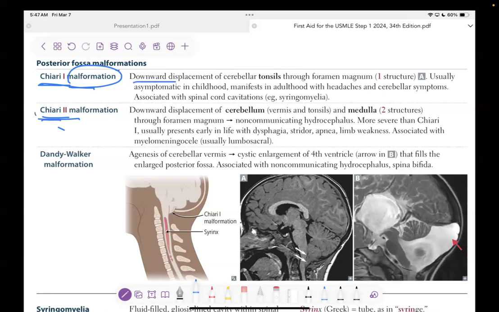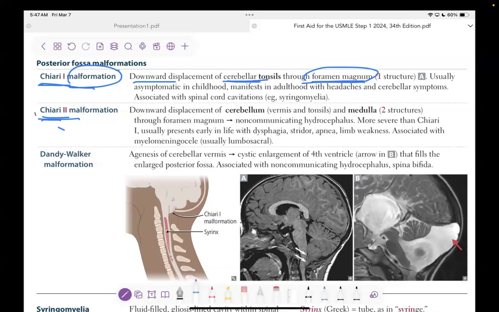Downward displacement of the cerebellar tonsils through the foramen magnum. We already said that the foramen magnum is a big hole in the back of the brain, in which a part of the brainstem is coming down to connect with the spinal cord, and also some arteries and some nerves are coming up and down. So this foramen is made for this purpose.